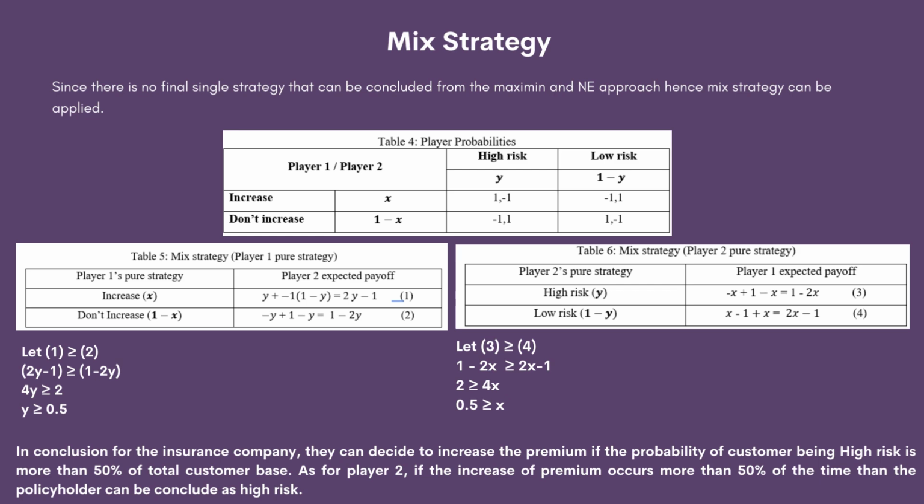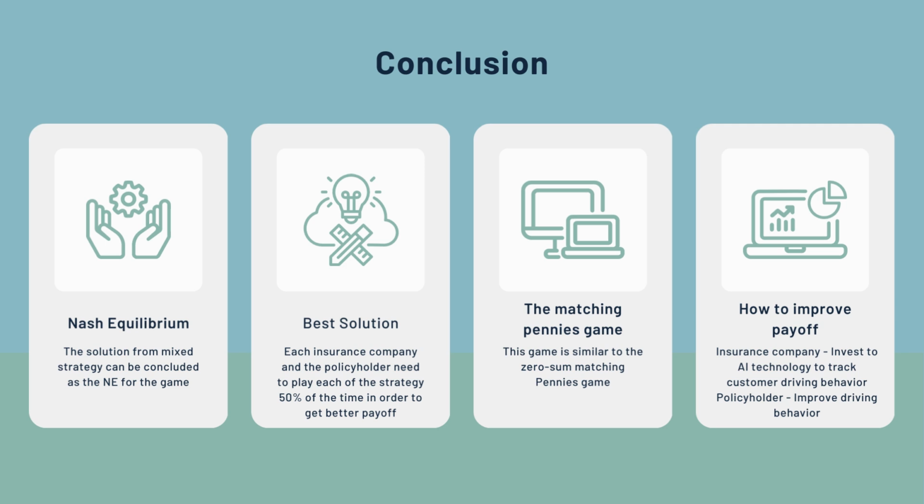After completing the analysis of the payoff, the Nash equilibrium, and the mixed strategy, we can see that the Nash equilibrium can be achieved by computing the mixed strategy. So the mixed strategy can be concluded as the NE of the game. The best solution is that each insurance company and policyholder plays each of their strategies 50% of the time in order to get a better payoff.